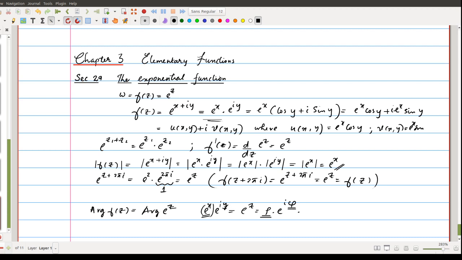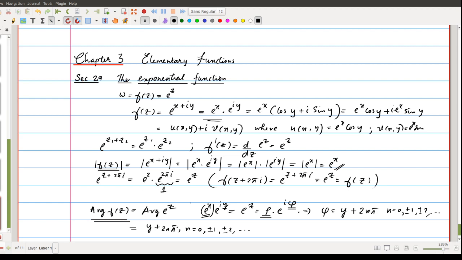So the argument of this complex number rho times e power i phi is nothing but phi, which is equal to y, or this can be generalized using 2n pi. This phi will be y plus 2n pi, where n is equal to 0, plus or minus 1, plus or minus 2, etc. That is, the argument of this e power z is the same as y plus 2n pi, where n is equal to 0, plus or minus 1, plus or minus 2, etc. So this is the argument of this complex function f of z, and this is the modulus of the complex function f of z, or the exponential function.